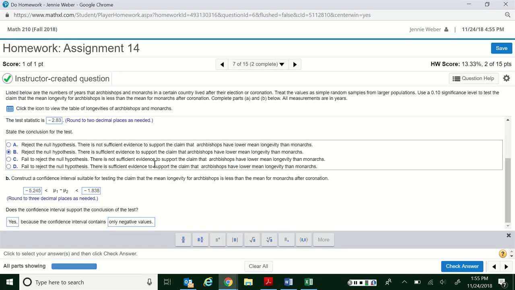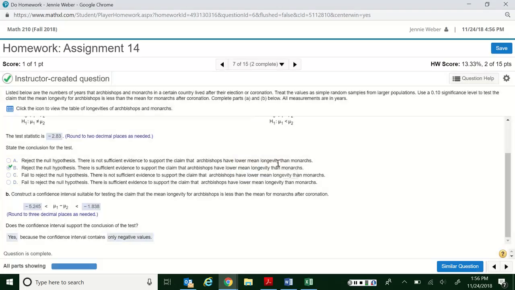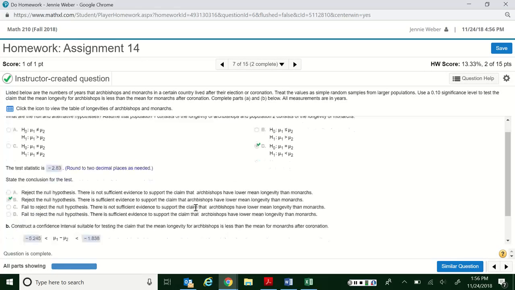But this is 1.363. Since we're doing less than, we look at the negative, and my value would have to be less than negative 1.363. It is, so I reject. I do have sufficient evidence. And now check my answer, and you can see I got it correct.